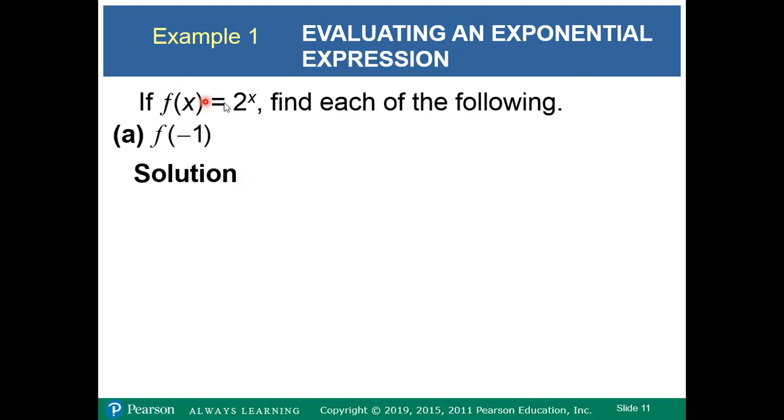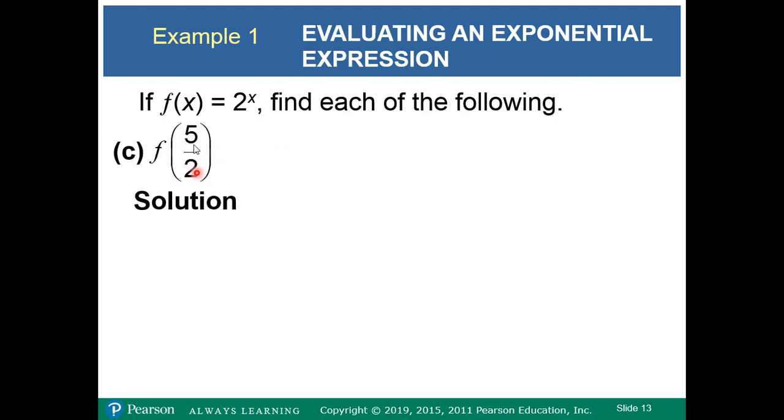So if f of x equals 2 to the x, so here's our exponential function, find each of the following. So f of negative 1. If we stick in negative 1 for x, we get 2 to the negative 1, which is 1/2. Okay? If we want f of 3, then we just put x equal to 3 here, and then it would be 2 to the 3rd power, which is going to be 8.